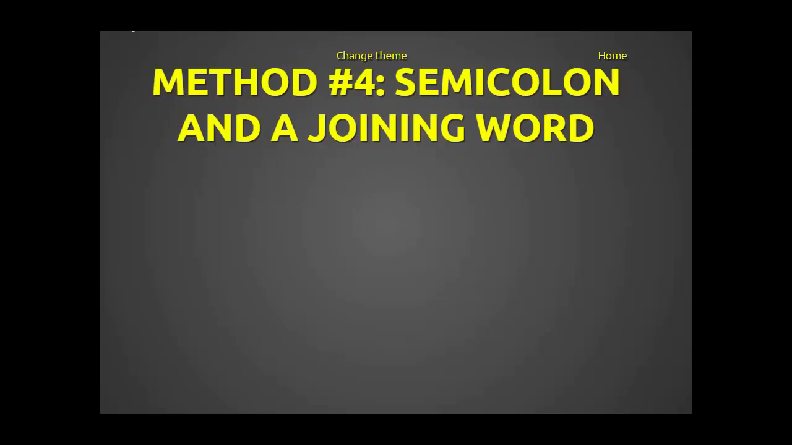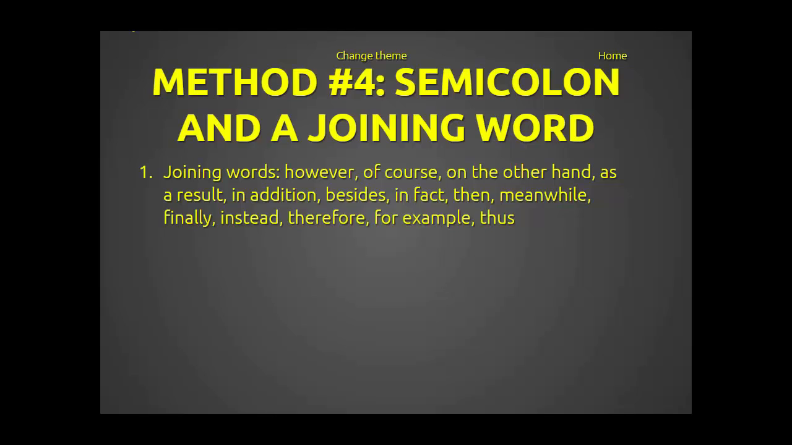The fourth method is to use the semicolon and then use a joining word. After the joining word is a comma. So here are some joining words: however, of course, on the other hand, as a result, in addition, besides, in fact, then, meanwhile, finally, instead, therefore, for example, thus. And there's more of these. These are just a few that I've provided you as examples.